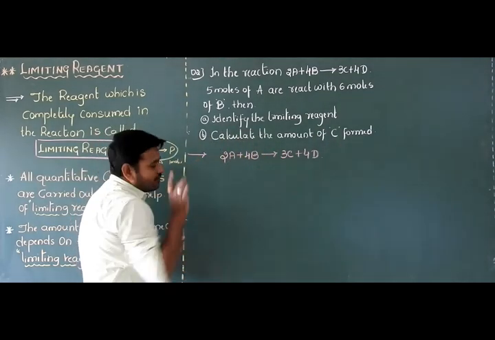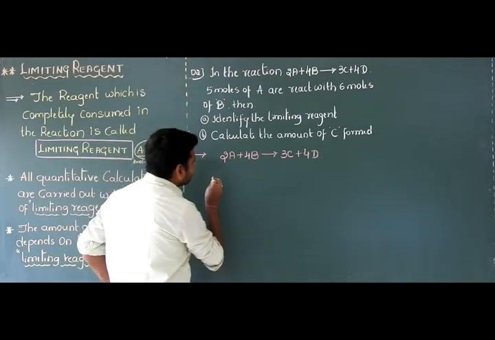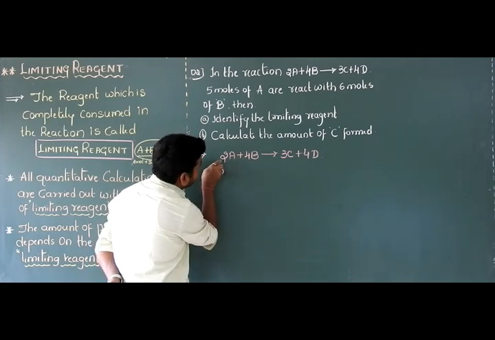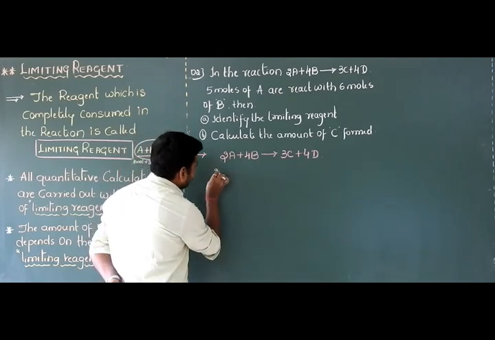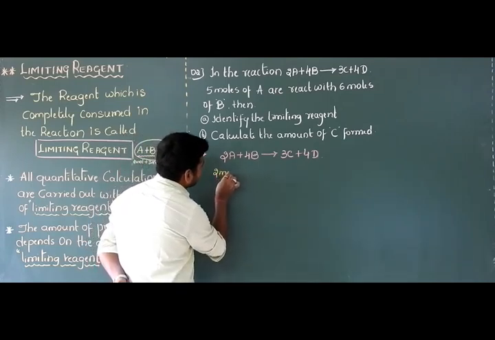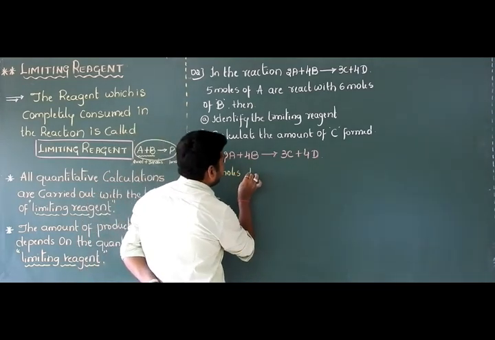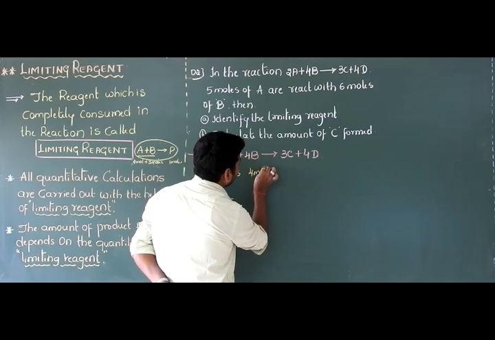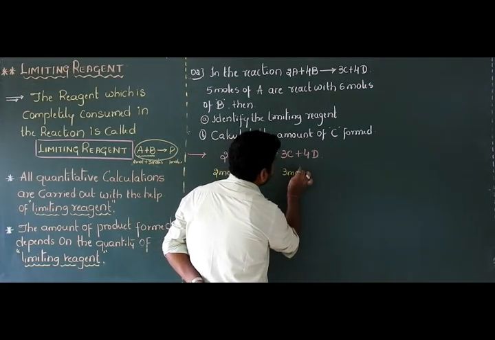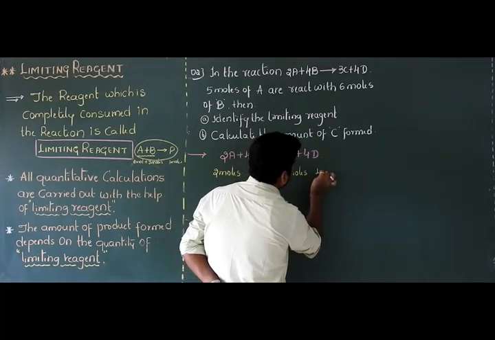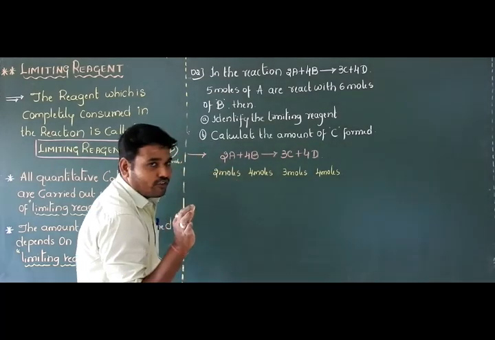Now this is our balanced chemical equation, students. According to this balanced equation, what is the coefficient here? 2 is the stoichiometric coefficient. So let us express this one in terms of moles. 2 moles of reactant A combines with 4 moles of reactant B. It forms 3 moles of product C and 4 moles of product D. Listen to this first explanation carefully.